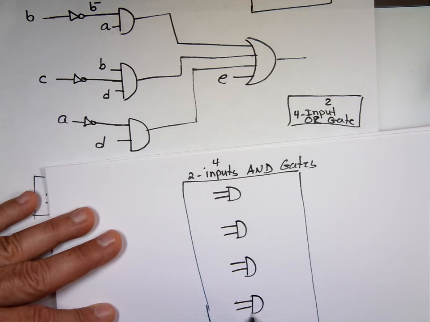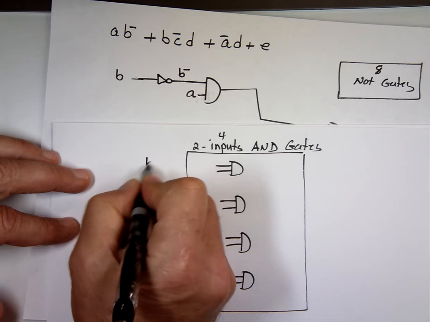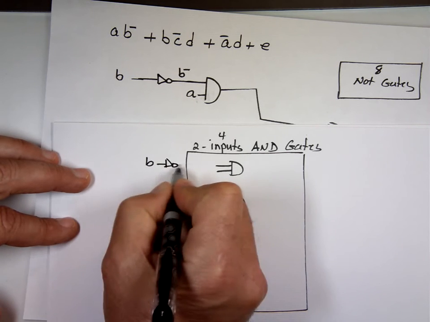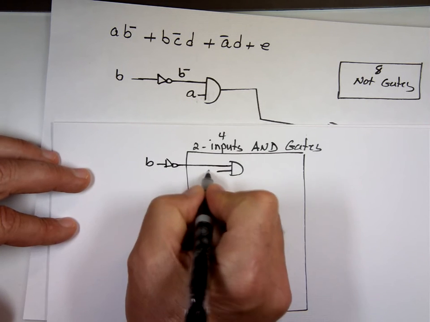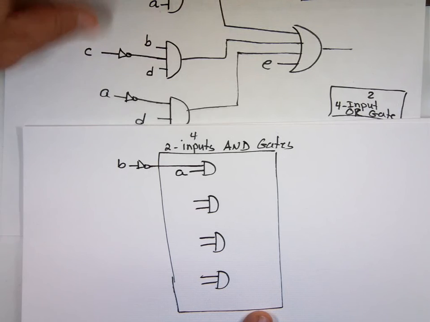The first one is a 2 input AND gate, not a big deal. And this is A. That took care of that one, right? This one, leave it alone. Let's look at the bottom.